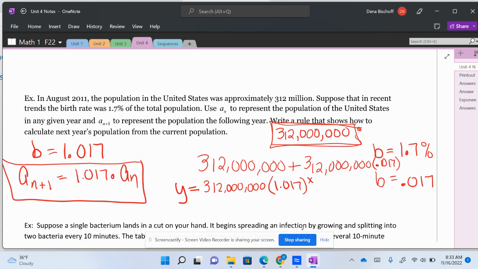Remember, A to the N is starting with your initial value. We always know that our initial value, like when we say A to the N, that's really our initial value, which is, I'm not going to write all those zeros again. Okay? So let's look at this table below.